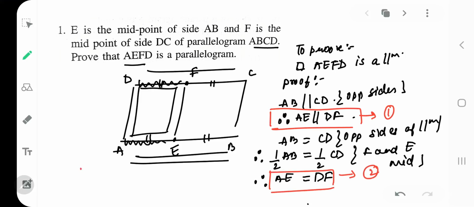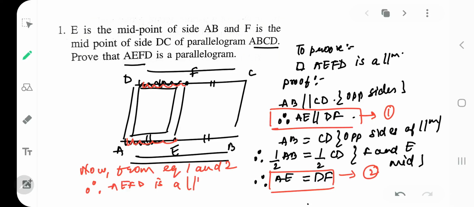And now from equations 1 and 2, if you have the point that opposite sides are equal as well as parallel, then that becomes a parallelogram. So you prove that AE is parallel to DF and AE is equal to DF. Therefore, AEFD is a parallelogram. Clear?